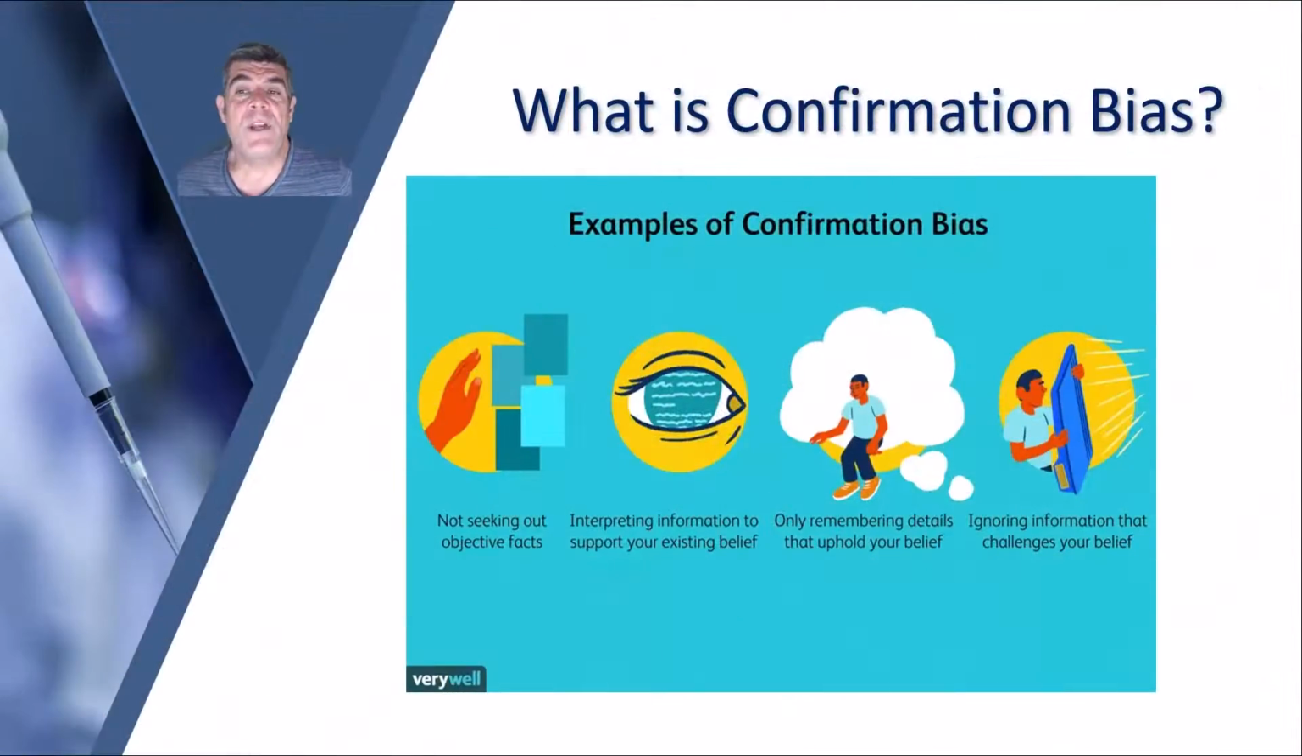So firstly, what is confirmation bias? Well, there are lots of different ways of defining confirmation bias, and certainly a number of different examples. Very simply, if we don't seek out objective facts, if we're interpreting information to support a pre-existing belief, only remembering details that support that belief, or ignoring information that might challenge our beliefs or create some sort of cognitive dissonance, then these are all examples of confirmation bias.